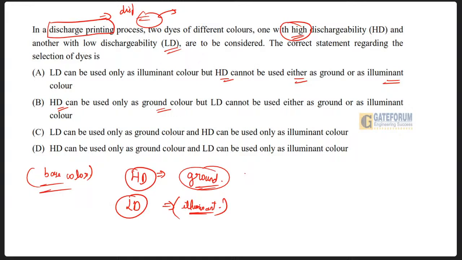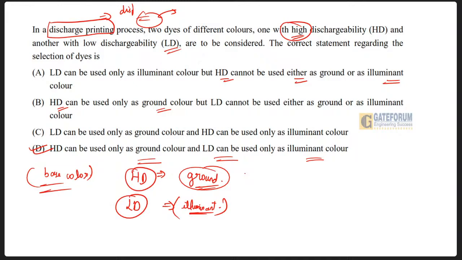ये चीज आपके लिए बहुत ज्यादा समझना जरूरी है। और इसका मतलब क्या है कि एलडी जो डाई होती है, उसकी जो कलर इंटेंसिटी है और स्टेबिलिटी है, वो हमेशा बनी रहती है। It always retains its color intensity and the stability even after the discharge printing process again and again. So it provides contrast and the depth in the final printed design. So जो आपका ऑप्शन होगा, HD can be used as ground color and LD can be used as illuminant color. Option D is the correct option.